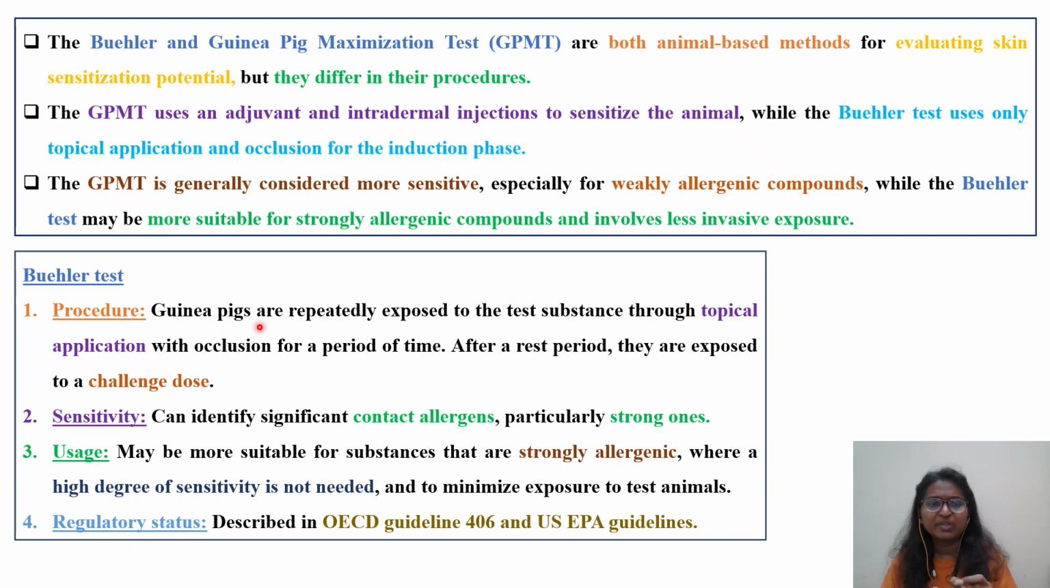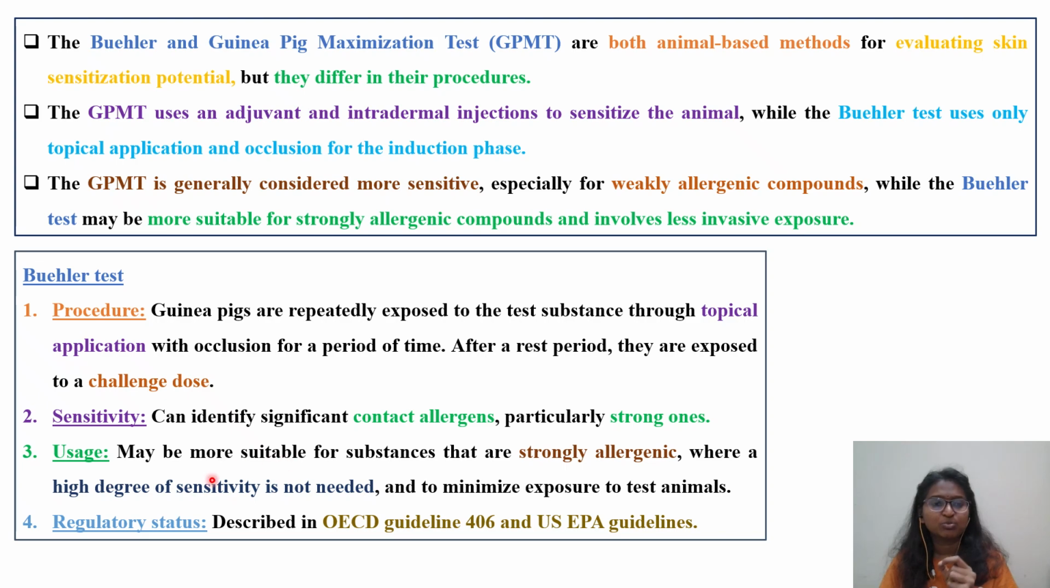Procedure: guinea pigs are repeatedly exposed to the test substance through topical application with occlusion for a period of time. After a rest period, they are exposed to a second phase, that is the challenge dose. Sensitivity: this Buehler assay can identify significant contact allergens, particularly strong ones. Absolutely right, because the weakly allergenic ones can be detected by GPMT also.